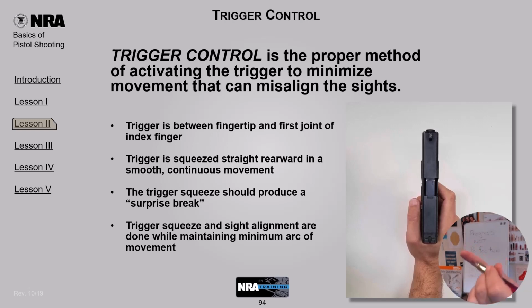So here's my first joint, and here is the tip of my finger. I want my trigger to go right here. Can you see that? Right in the middle. If I go too far in, I'm more likely to pull the gun. If I go too far out, I'm more likely to push the gun. So I want to stick my trigger right in the middle.